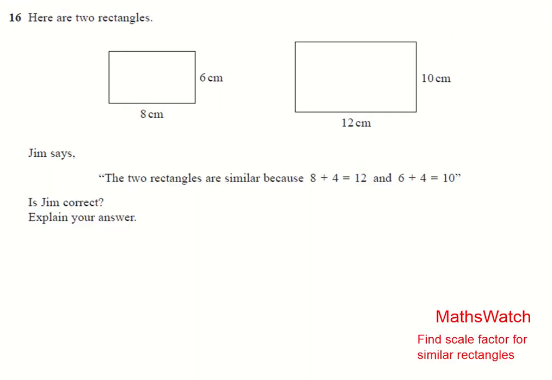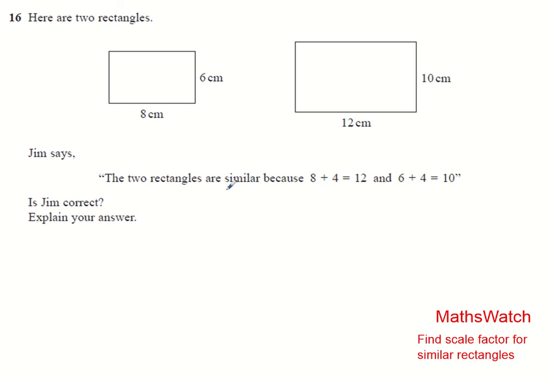Question 16. Here are 2 rectangles. Jim says the 2 rectangles are similar because 8 plus 4 equals 12 and 6 plus 4 equals 10. Is Jim correct? Explain your answer.